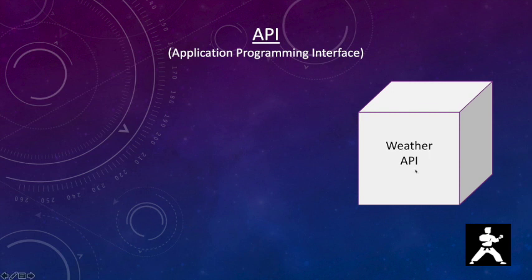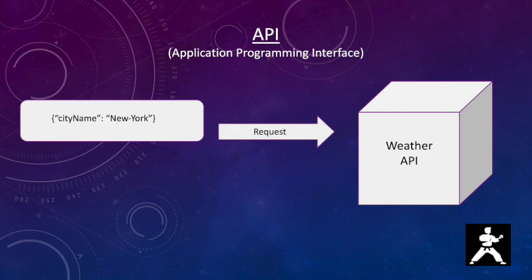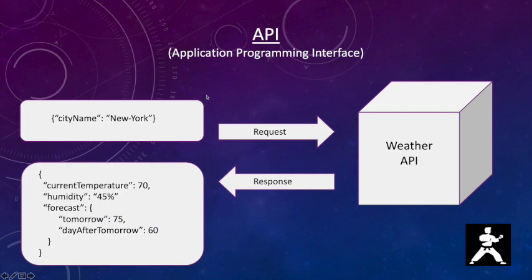So let's assume we have a weather API that we know can return us some weather forecast based on the city that we provide. So for example, we send the request to this weather API with city name. This is our JSON, city name in New York. And the API returns us response with current temperature, humidity, and forecast for 2 days. This is a very basic example, an idea of how API works.